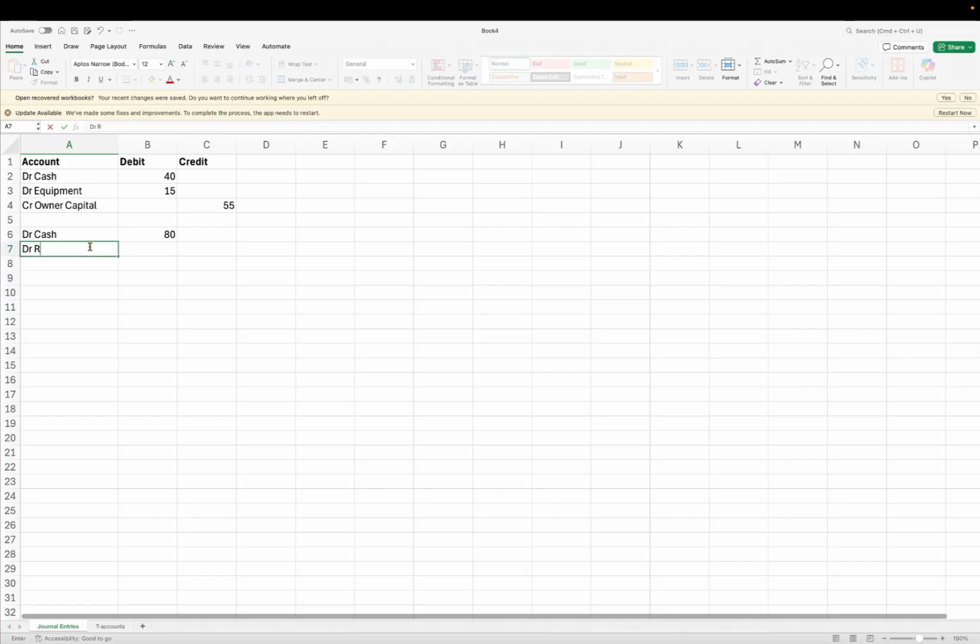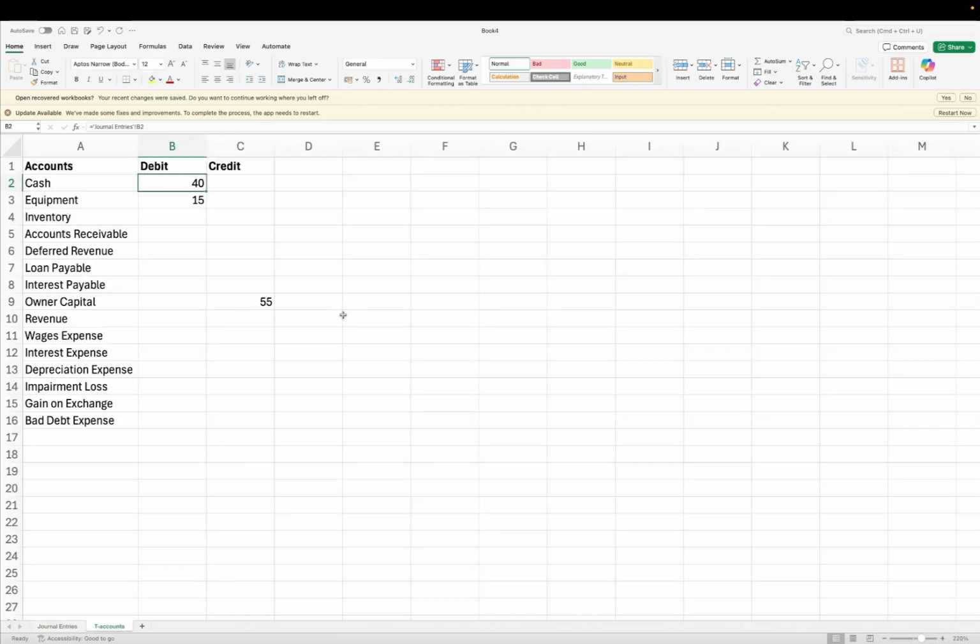Making it revenue. At the same time, the business earns revenue by providing a service. Revenue increases the company's equity, and equity increases with credits. It's going to be also 80. So credit revenue for 80. This keeps the journal entry balanced because the total debits and the total credits are both 80.